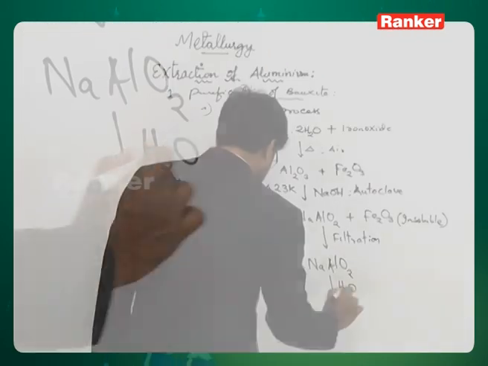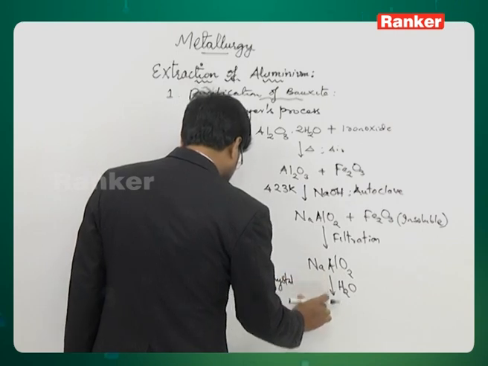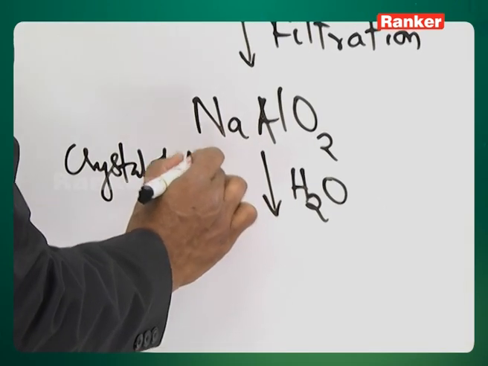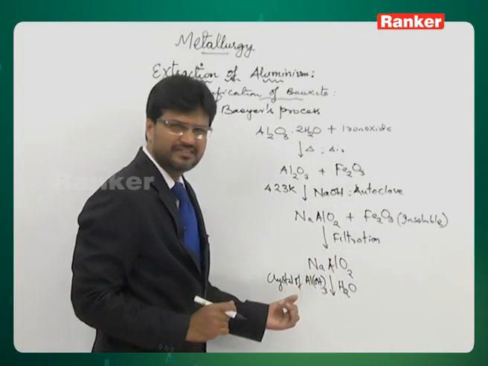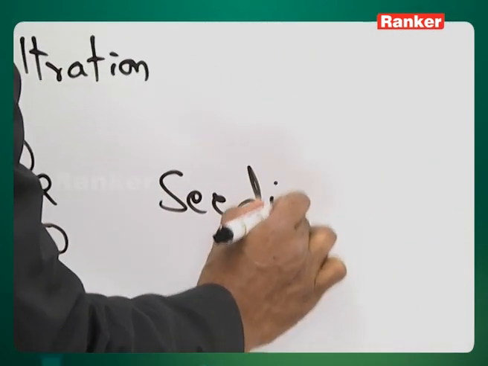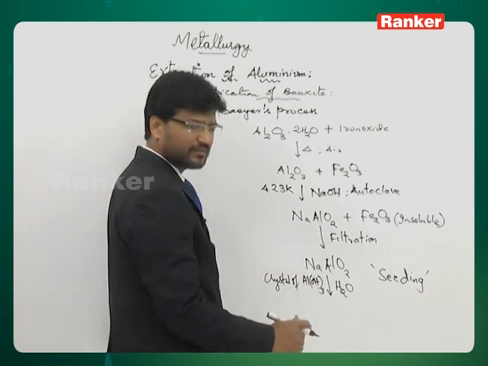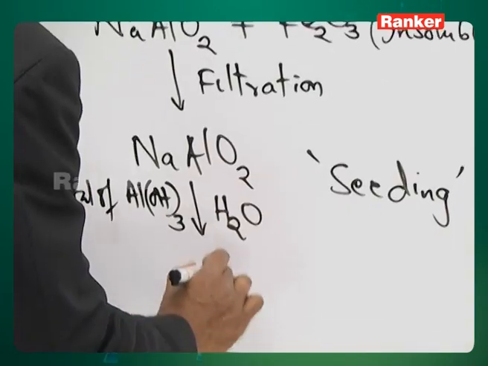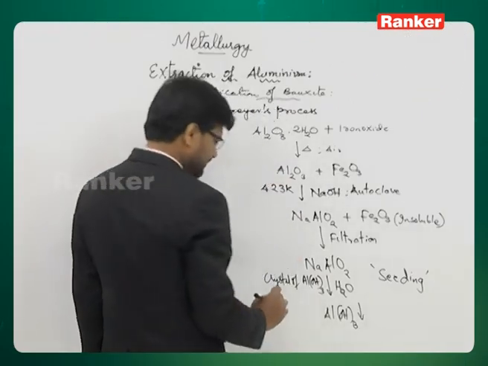add water and a crystal of aluminium hydroxide. This will act as a seeding agent. It is called seeding. This will initiate crystallization of the substance. So you get Al(OH)3 as a precipitate.